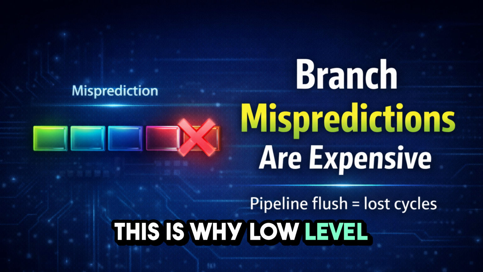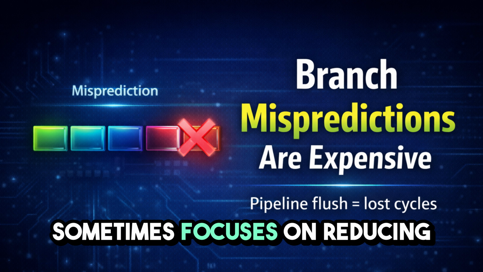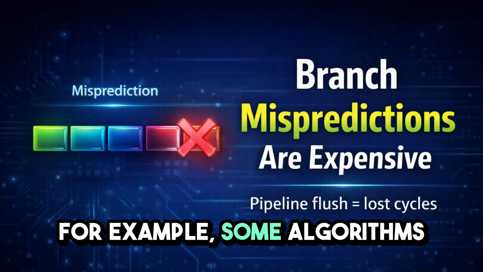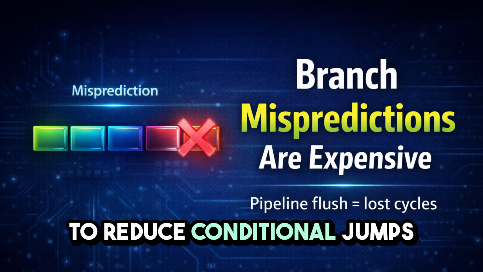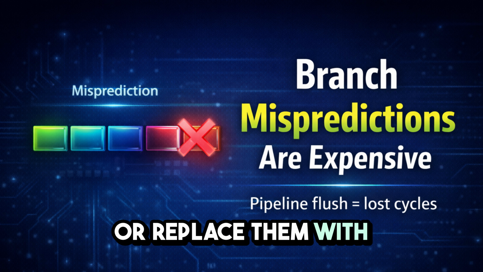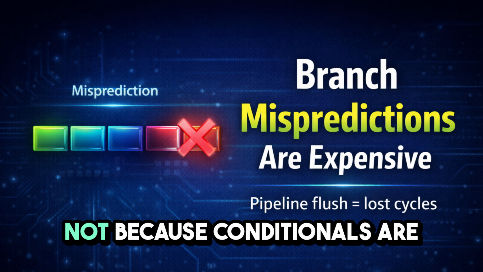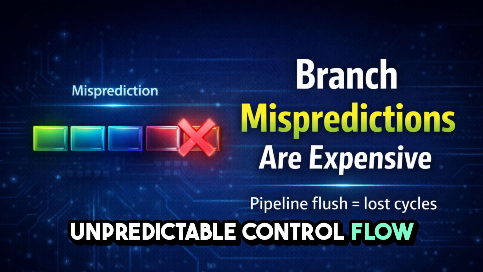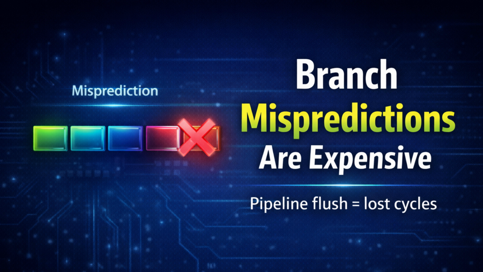This is why low-level performance engineering sometimes focuses on reducing unpredictable branches. For example, some algorithms are rewritten to reduce conditional jumps or replace them with arithmetic operations. Not because conditionals are bad in theory, but because unpredictable control flow is expensive in practice.